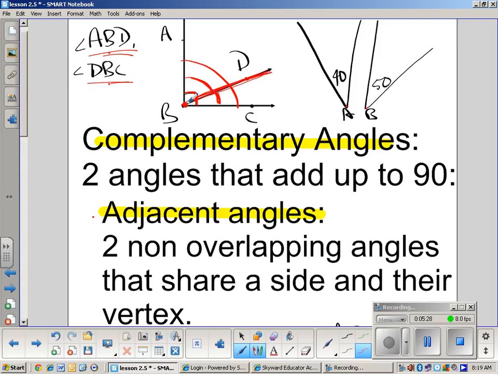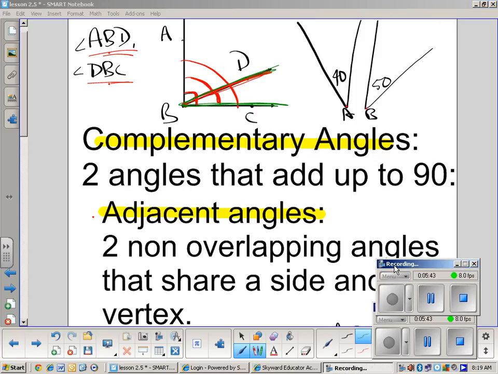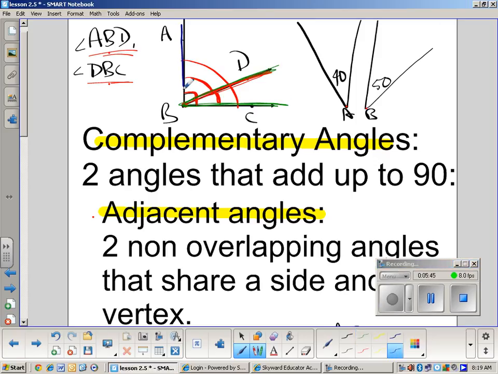Now, non-overlapping means they don't share any interior points. For example, sometimes I might look at this angle, the green one, and this angle, the blue one, and I might think, okay, they share this side and they share this vertex. But also, the blue angle, this one here, has all of these interior points.